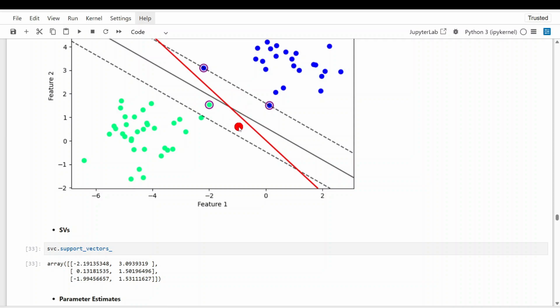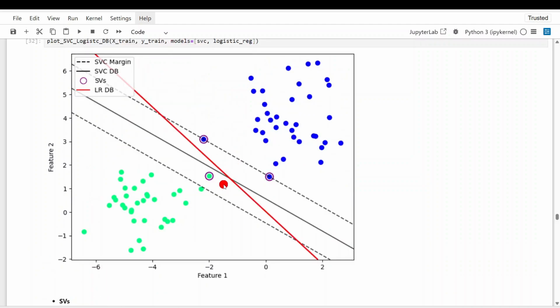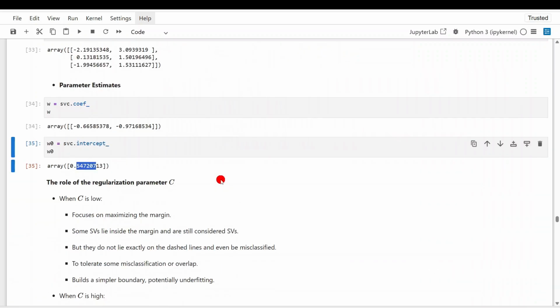Then that means, for example, for this case, this point is inside the margin. For this model, we can assume that C, the regularization parameter, is somewhat small. That's why this point gets inside the margin, and even some of the points may be misclassified. But as much as possible, we need to minimize that misclassification error.